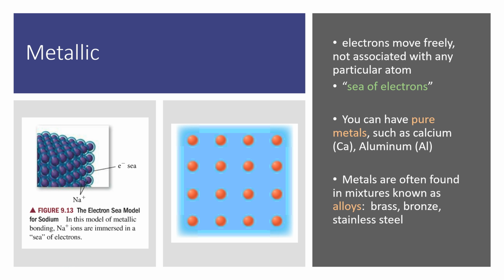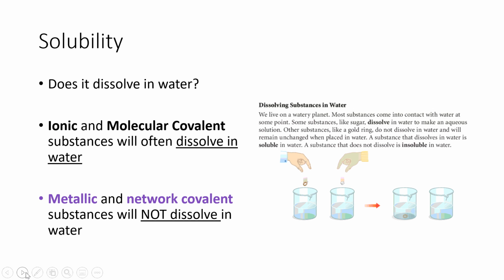And with metals, you can have pure metals, such as pure calcium, pure aluminum, but a lot of the metals you're familiar with are actually found in mixtures known as alloys. So stainless steel, brass, bronze, those are all alloys, mixtures of metals.